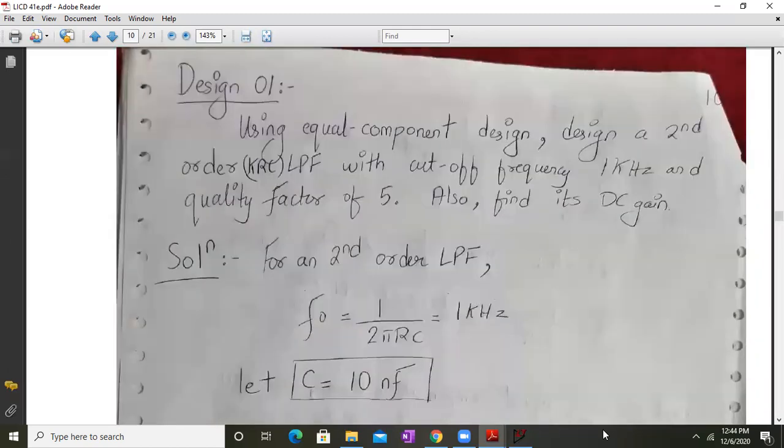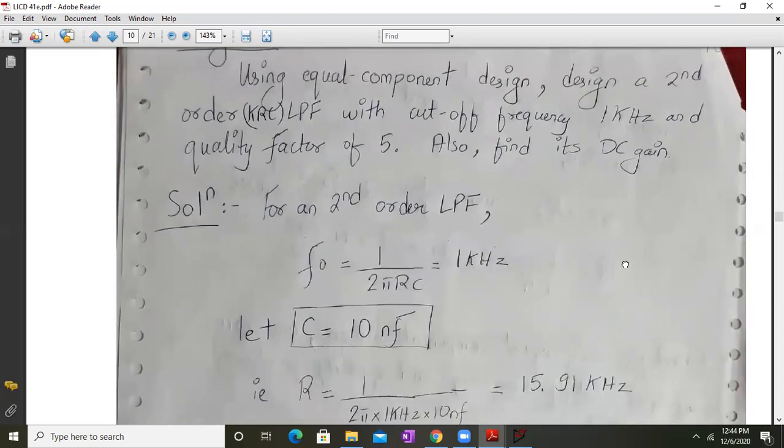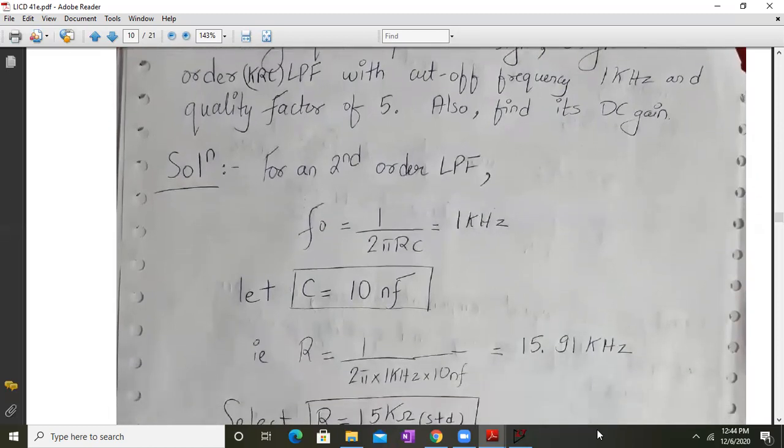Okay, so we have come to the very first design. Using the equal component design, design a second order KRC low pass filter with a cutoff frequency of 1 kilohertz and a quality factor of 5. Also find its DC gain. For a second order low pass filter using equal component design, we select R1 equal to R2 equal to R, and C1 equal to C2 equal to C.